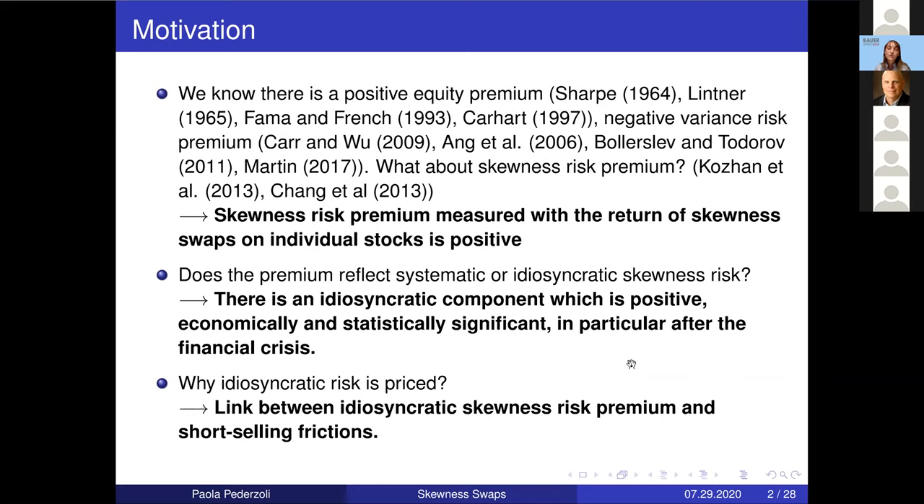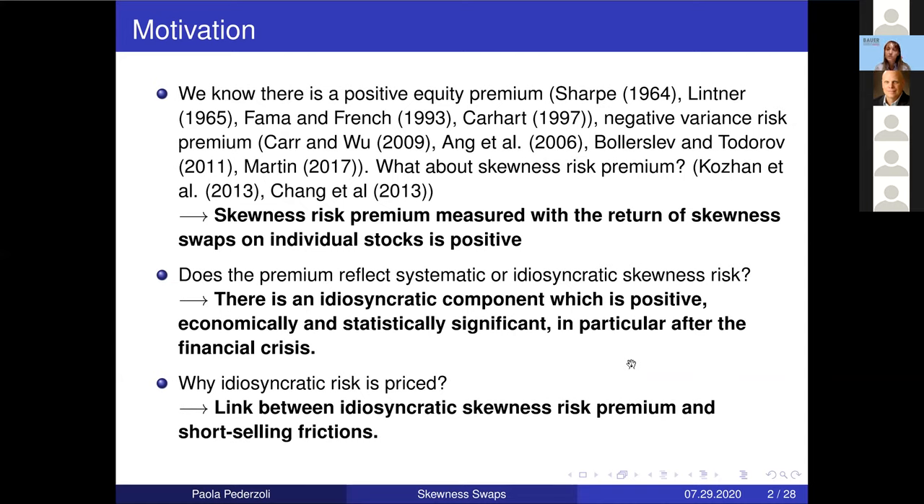Because we know that the return of the stocks is related to the return of the market through the CAPM beta relationship, the skewness of individual stocks is related to the skewness of the market. So the skewness risk premium in individual stocks reflects a systematic component that can reflect systematic skewness risk. When I look at the systematic and idiosyncratic components of the skewness risk premium, I find that they are both significant and positive.